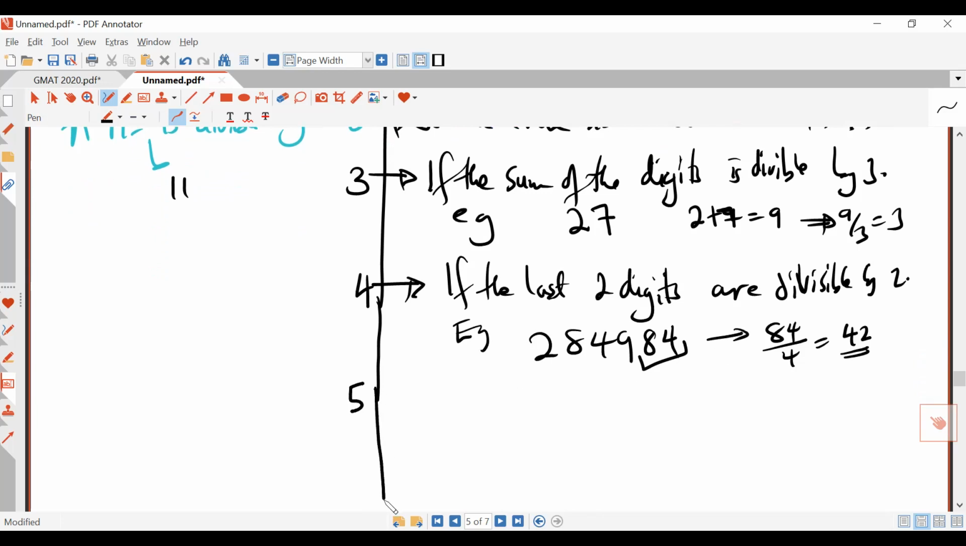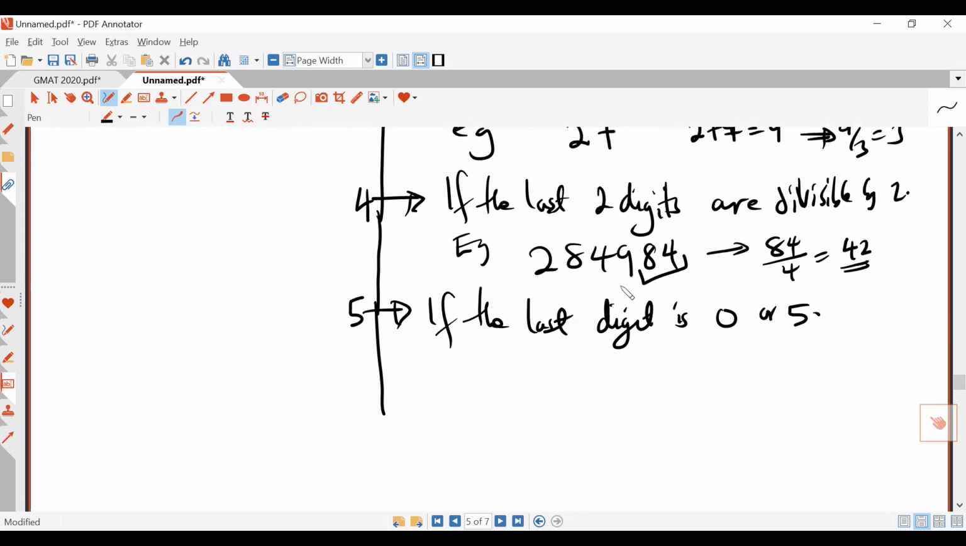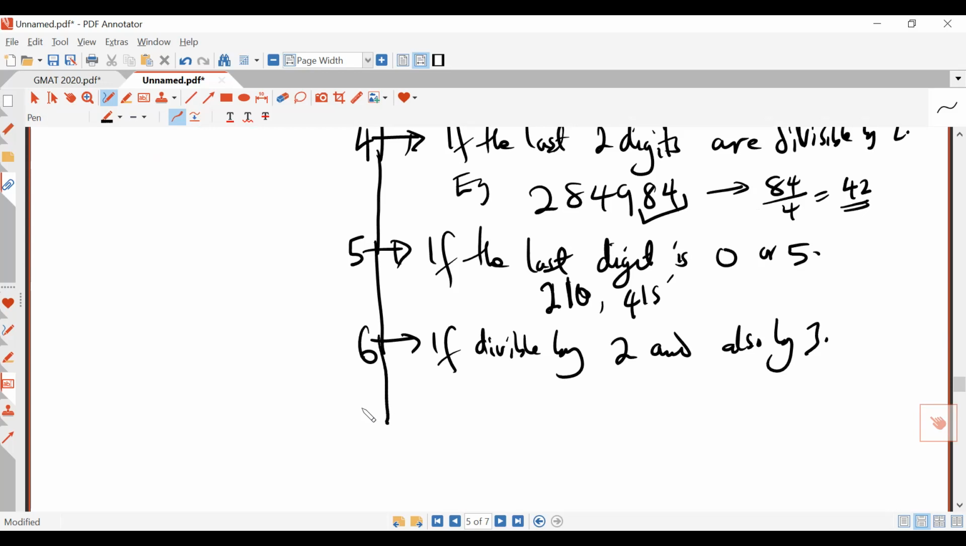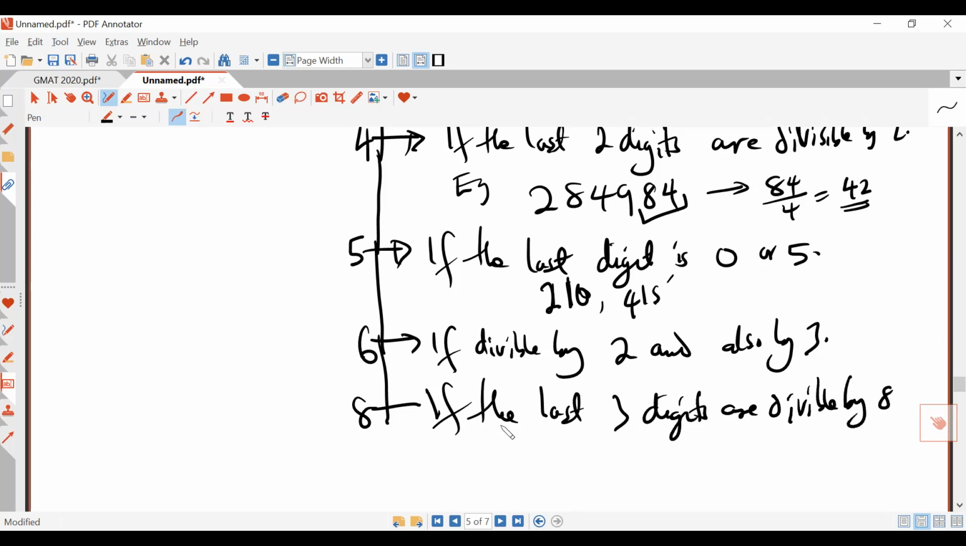How do you tell that a number is divisible by 5? If the last digit is a 0 or a 5. For example, 10, for example, 15. So the last digit is a 0. 210, 415, like that. And then by 6, if divisible by 2 and also by 3. And then 8, if the last 3 digits are divisible by 8. And then I'm going to end by 9.